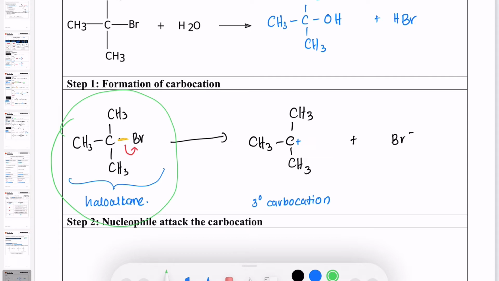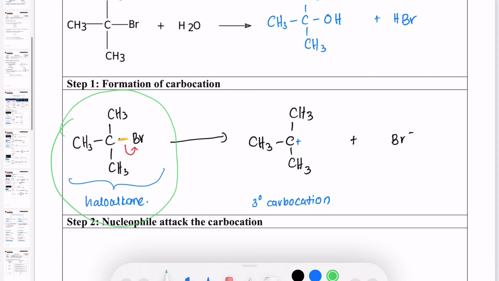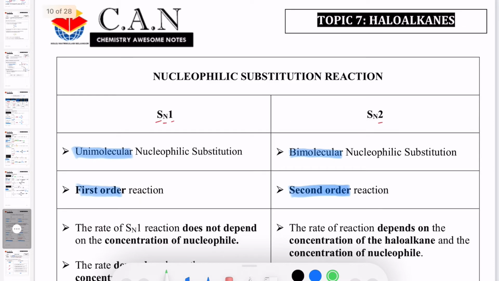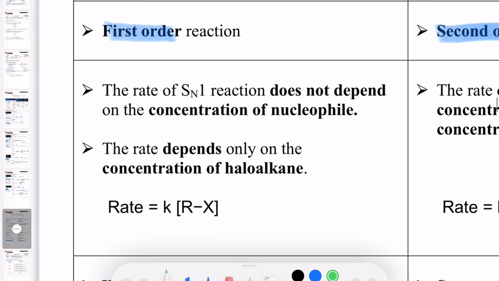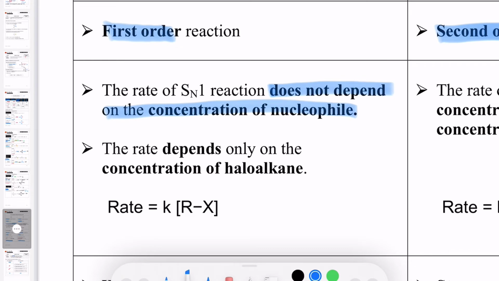Now, kalau kita boleh lihat semula ciri-ciri nucleophilic tadi. The rate of Sn1 does not depend on the concentration of nucleophile. Dia tak tengok nucleophile. Dia hanya depend on concentration of haloalkane.